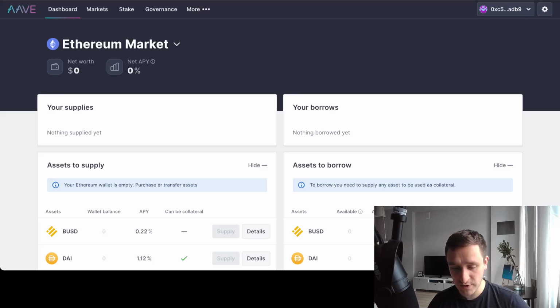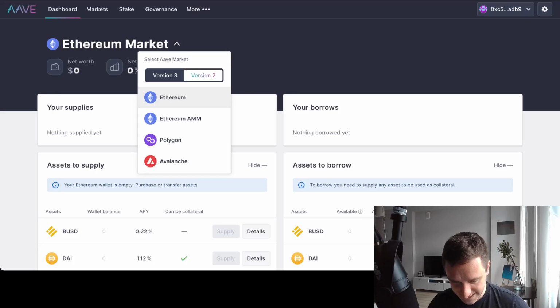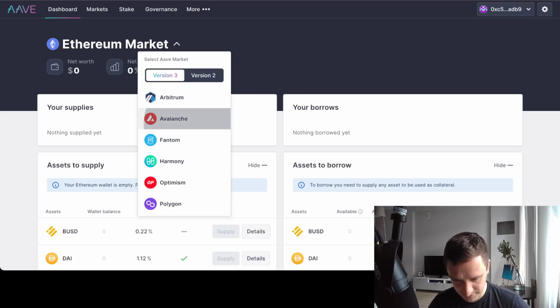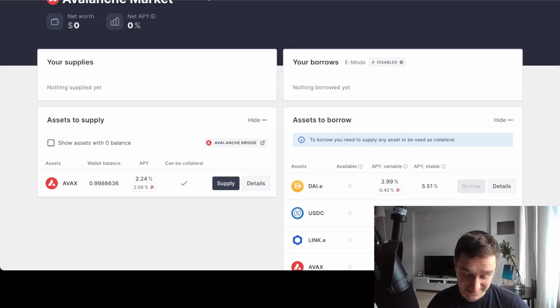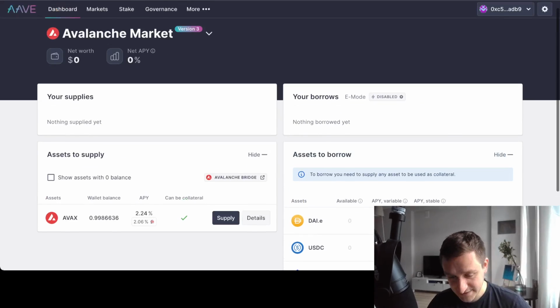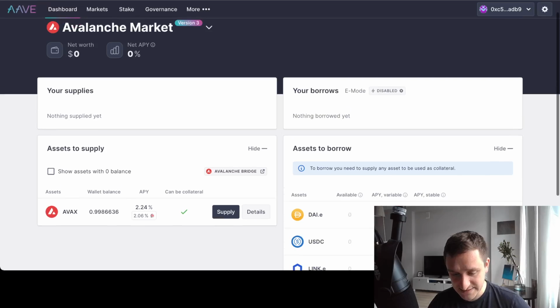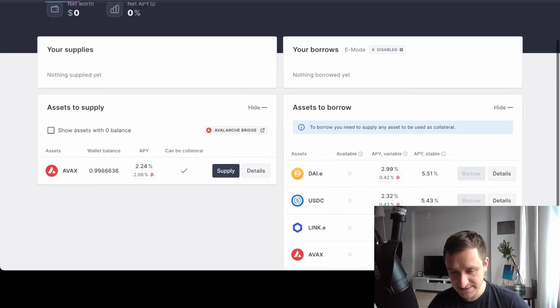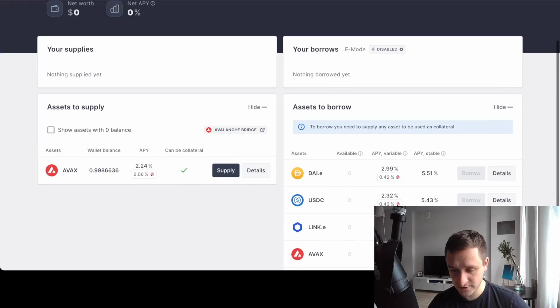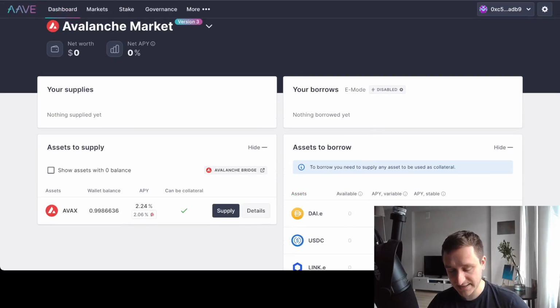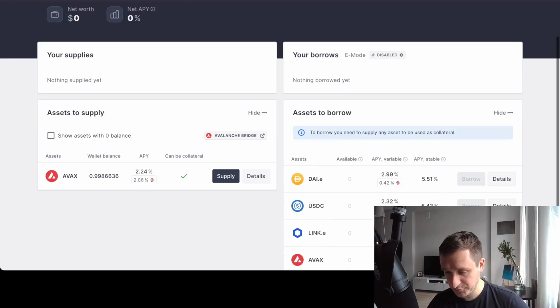First of all, you can choose one of the networks. I have nothing on Ethereum right now, but I have something, I guess, on, for example, Avalanche or Arbitrum. So yeah, you can see that I have almost one AVAX on Avalanche. So I could basically go and supply that, and that can be a collateral. Supplying means that it's locked in Aave, but I can start borrowing on the other side. So say I'll supply that, and then I'll be able to borrow.